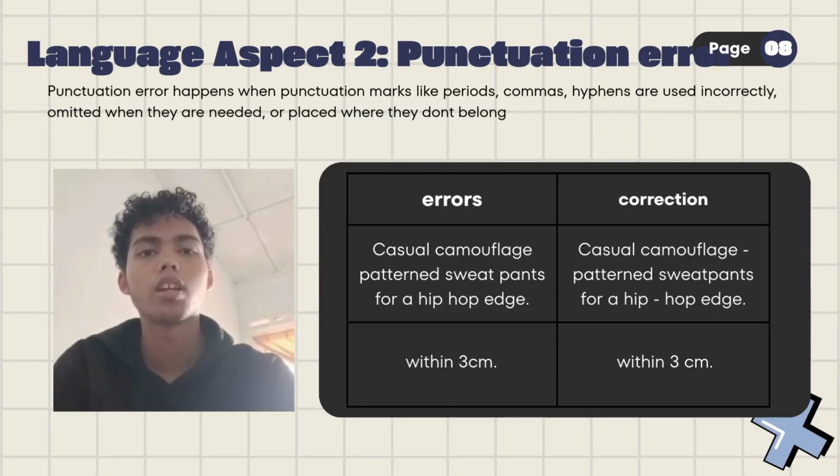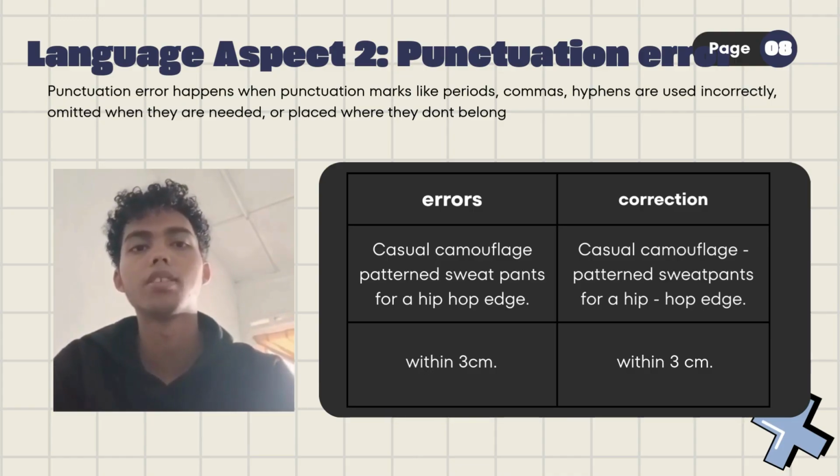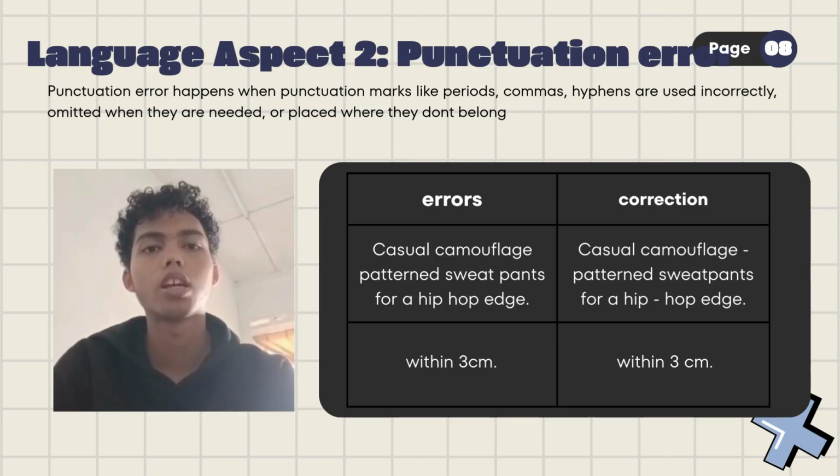Now, moving on to our second language aspect, punctuation errors. This occurs when marks like periods, commas, or hyphens are used incorrectly, omitted entirely, or placed where they simply don't belong. Now, let's look at two common examples. First, notice the phrase "casual camouflage pattern sweatpants". To make this grammatically correct, we need a hyphen between "camouflage" and "pattern" to link them as a single descriptor. We also combine "sweatpants" into one word and add a hyphen to "hip-hop". Second, look at the spacing in "within 3 cm". While it's a small detail, there should always be a clear space between the number and the unit of measurement, so it should be written as "within 3 centimeter".